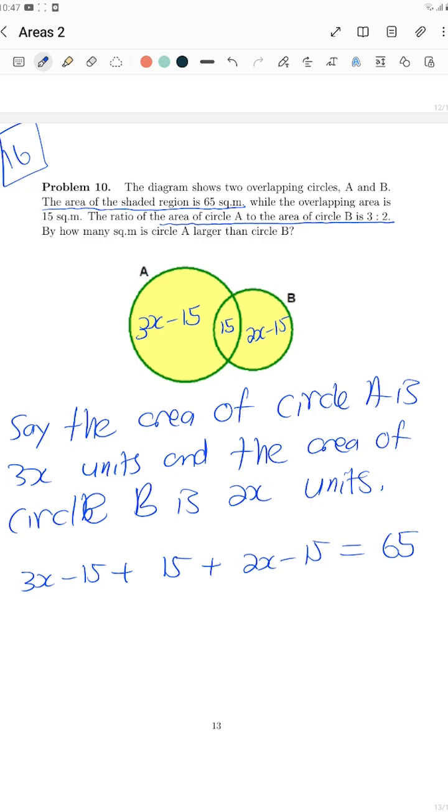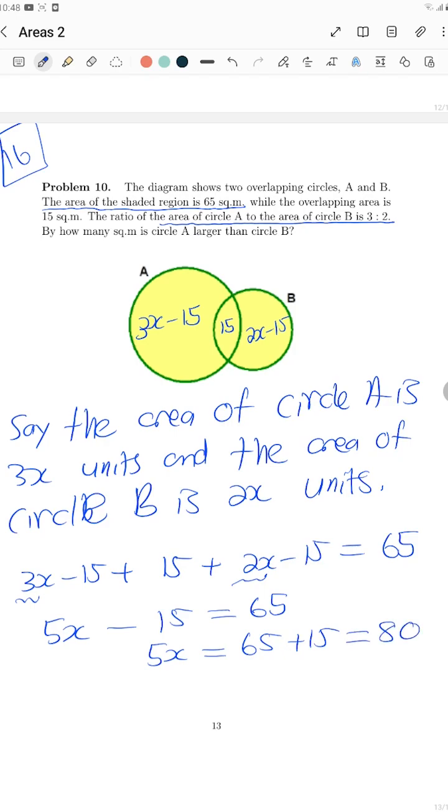Alright, let's quickly just simplify the left. So the 3x plus the 2x, that becomes 5x. Minus 15 plus 15 is 0. So we have 5x minus 15 is equal to 65. That is what this turns into. So we have that 5x, taking that to the other side, is 65 plus 15. 65 plus 15, you don't need a calculator. You get 80. So x is equal to 80 divided by 5.